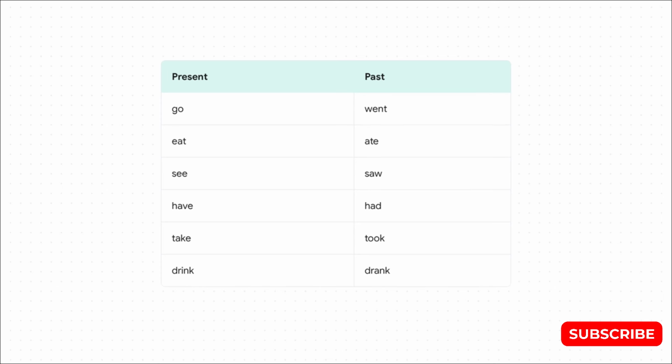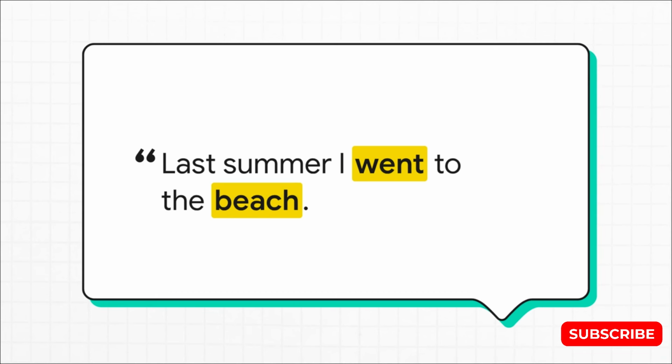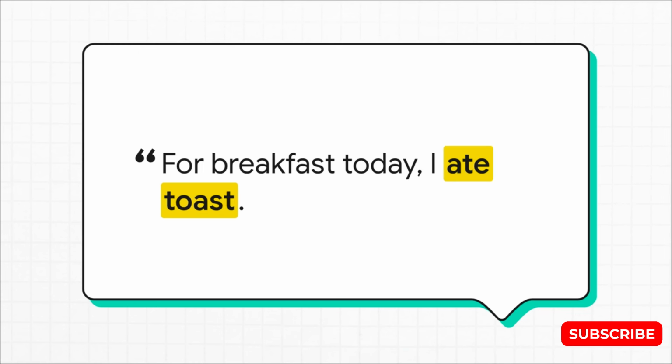We don't say goed, we say went. We don't say eated, we say ate. Let's see how these look in real sentences. Here we go. You don't go to the beach last summer, right? You went. That one little word, went, instantly puts your whole story in the past. It's the same with food. If the meal is over, you didn't eat it, you ate it. This is one you'll probably use every single day.